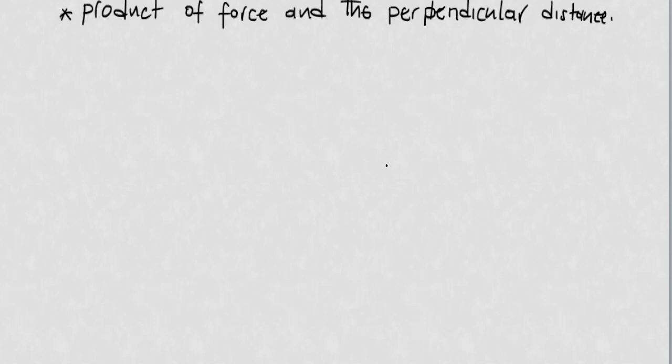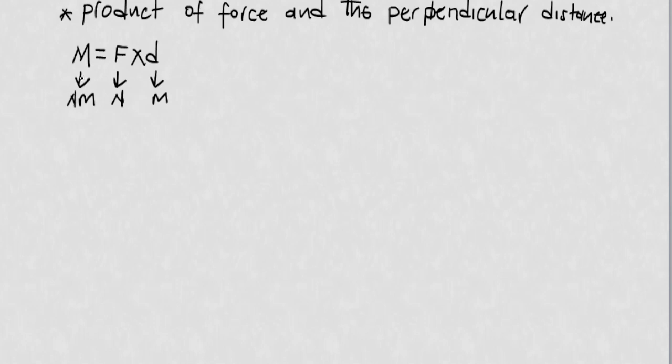Then what's the other thing you should consider here? Moment is denoted by a capital M. So moment is equal to the force multiplied by the distance. That's how we can calculate moment, where force is measured in newtons and the distance should be in meters. Therefore the units of moment will be Newton meters.